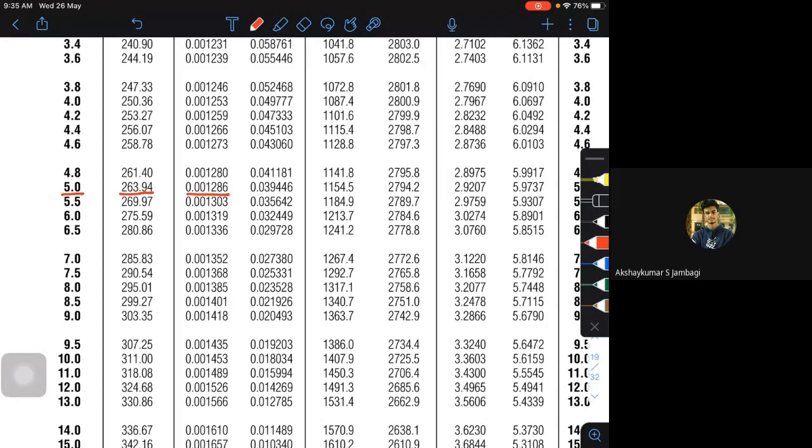0.001286. I have given 0.0012. Then what is the specific volume with respect to the vapor? It is 0.039446 from ASME steam, or I have given 0.0394.